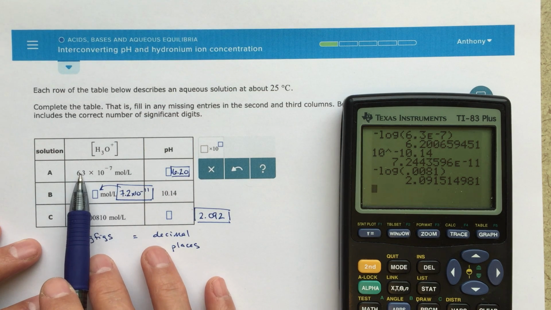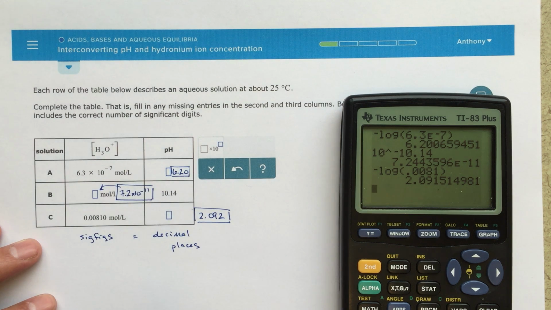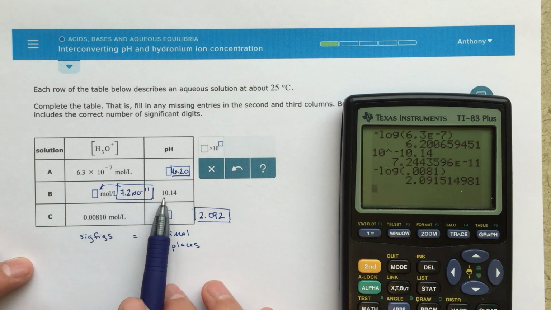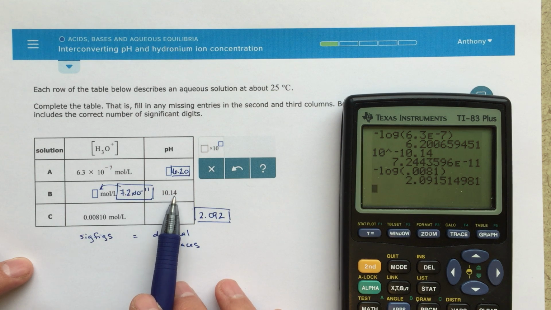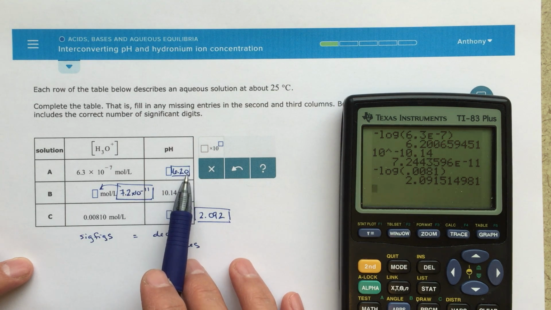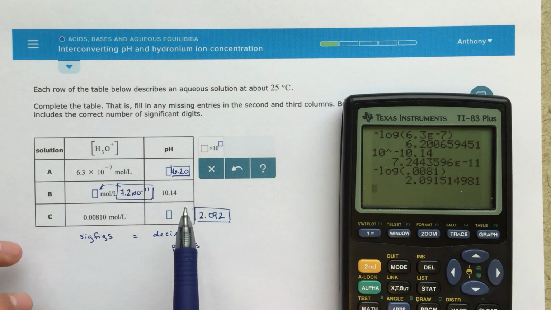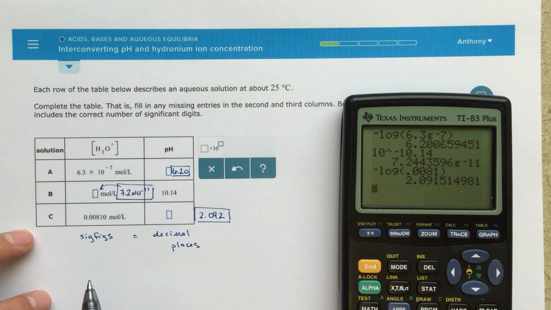In your concentration, the number of significant figures is going to equal the number of decimal places that you have for your pH. That's the proper mathematical way to do that. So in this case, if I've got 2 decimal places here and 2 decimal places here, then both of these concentrations should also have 2 significant figures. So I see that with my 6.3 and my 7.2.